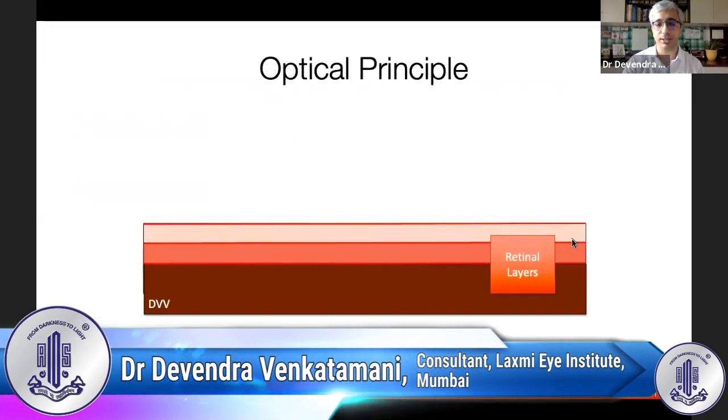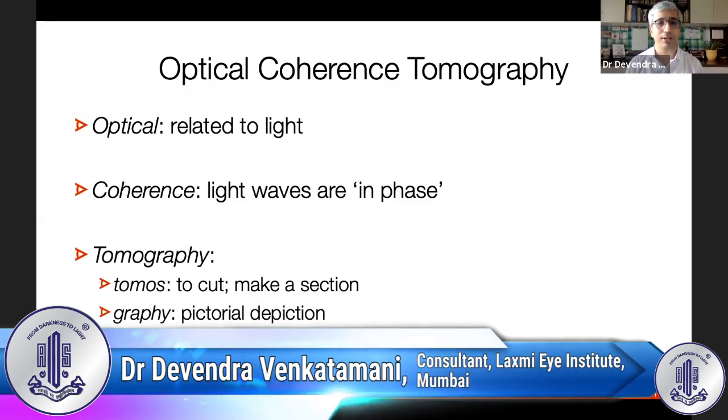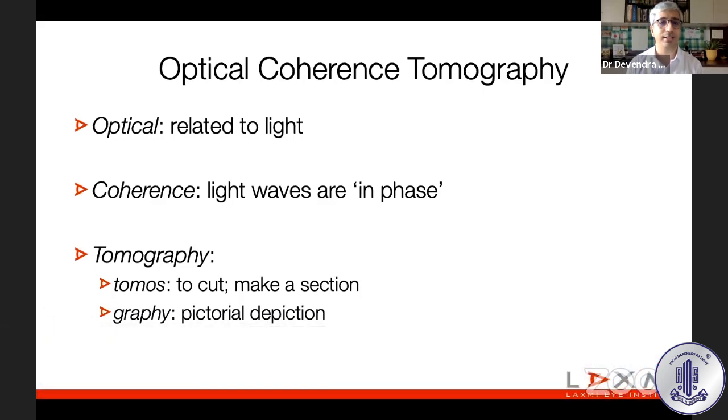So I always tell my students and fellows that you have to learn a little Greek and Latin to be a good doctor, or to at least understand the terminology. And the OCT is nothing but the optical coherence tomography, where optical means it's something related to light. Coherence refers to the fact that all the light waves are in phase. And tomography is a portmanteau of Greek words. Tomos means to cut or make a section, and graphy is a pictorial depiction.